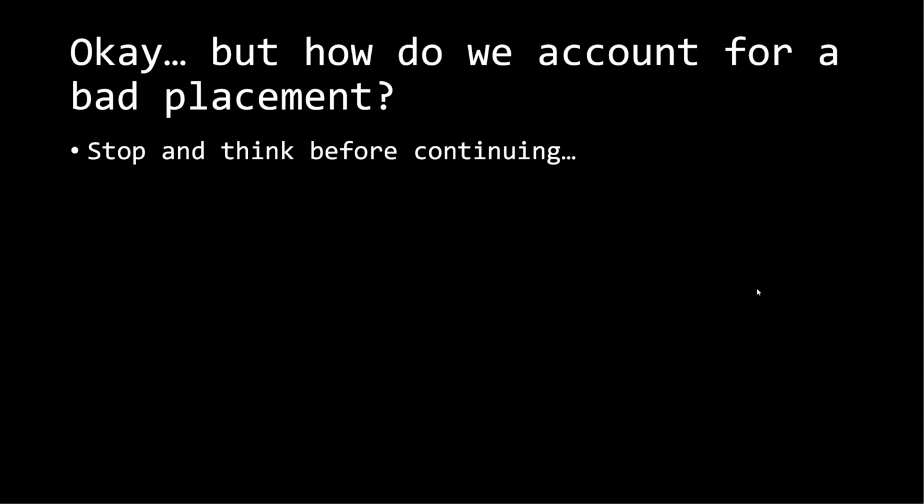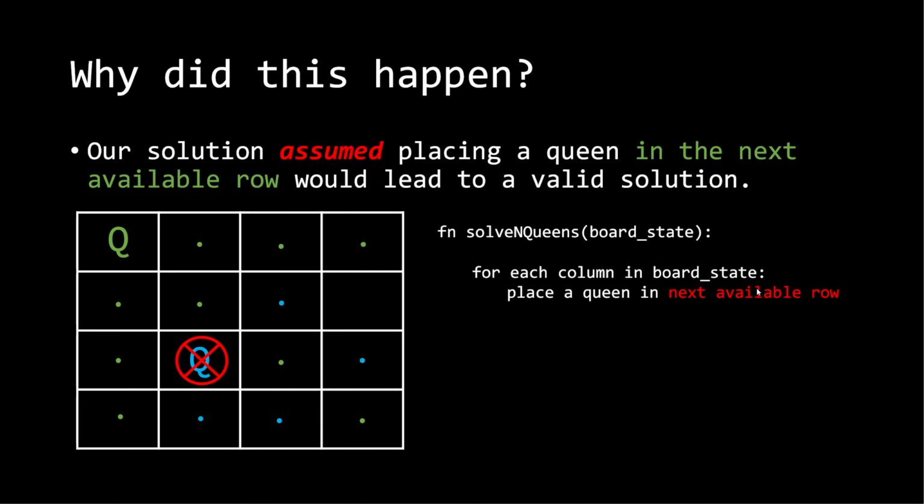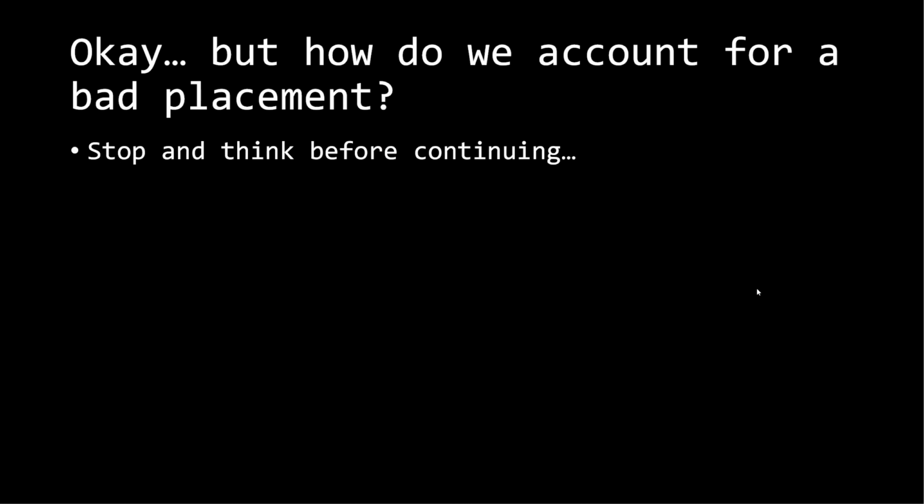Okay, so how do we account for a bad placement, right? This idea is pretty good, I think, actually, this iterate through the columns idea, but we need to account for when we place poorly, right? So once again, take a couple seconds. I'm assuming you've already seen something similar in lecture, so probably give like 5 seconds and then we can continue.